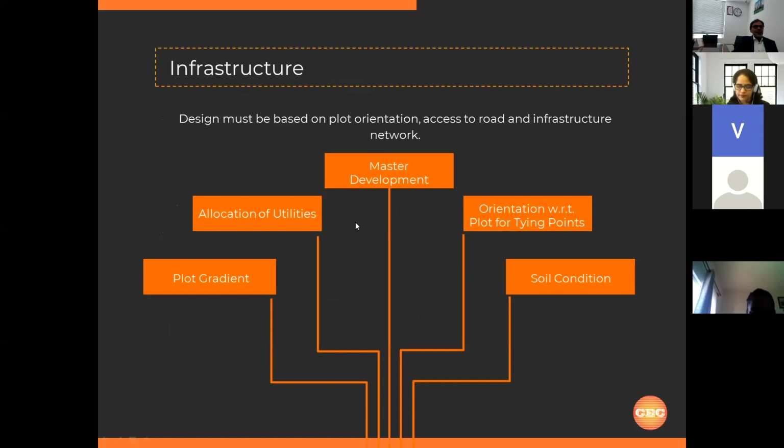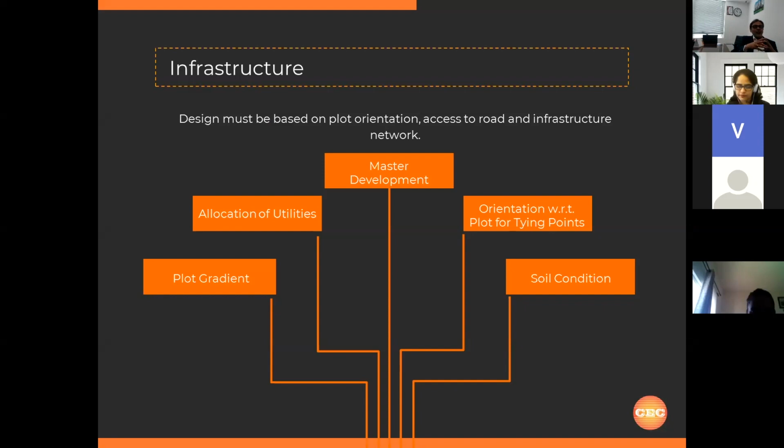At an infrastructure level, how the plot is. Whenever you want to construct the office tower, is it flat? Is it sloping? If it is sloping, then it has to get properly leveled. So plot grade will come into the picture. Allocation of utilities, what sort of infrastructure is available around the plot, from where I am getting the drainage connection, from where I am getting the water supply piping, from where I am getting the telephone lines. So all these things.